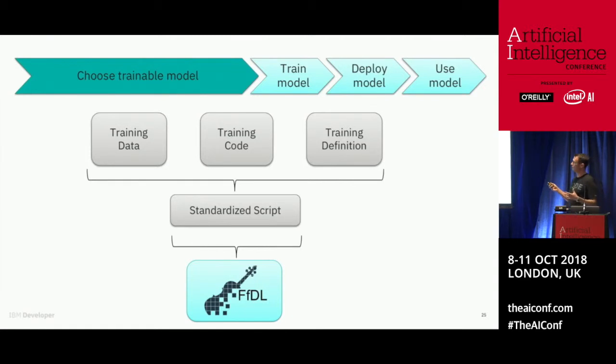So for a trainable model on Fiddle, the process becomes: you go and choose a trainable model, pre-vetted, that does what you need it to do, and you'll be packaging up your training data, which is the data you want to train on, your own data. The training code, which is provided on the exchange, and the training definition file, run that through a standardized script and train it on Fiddle.